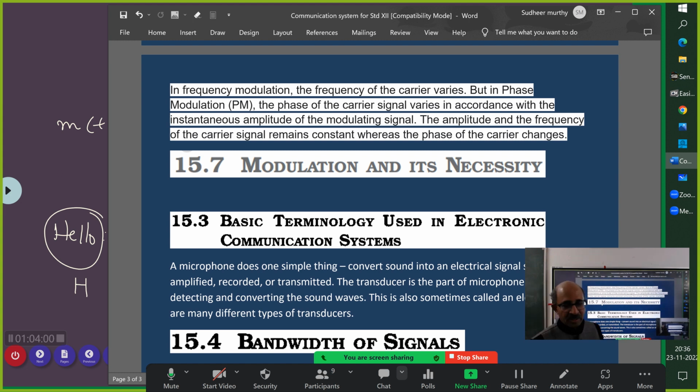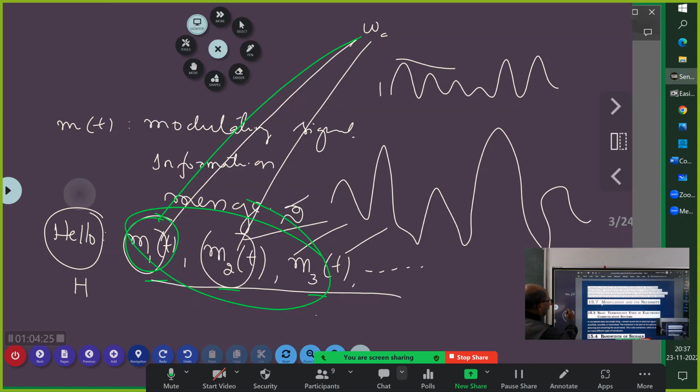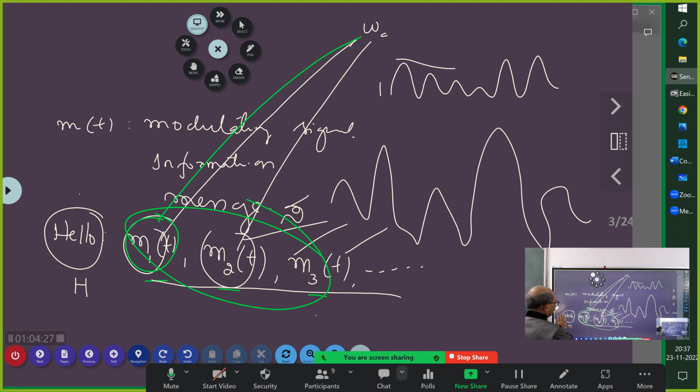Now when I say hello, it will contain about 10 frequencies. Assume hello contains 10 different frequencies. Together they form the signal called hello. So this becomes the baseband signal, and the range of frequencies is called signal bandwidth. Now this word signal bandwidth is important. Please understand this very carefully.